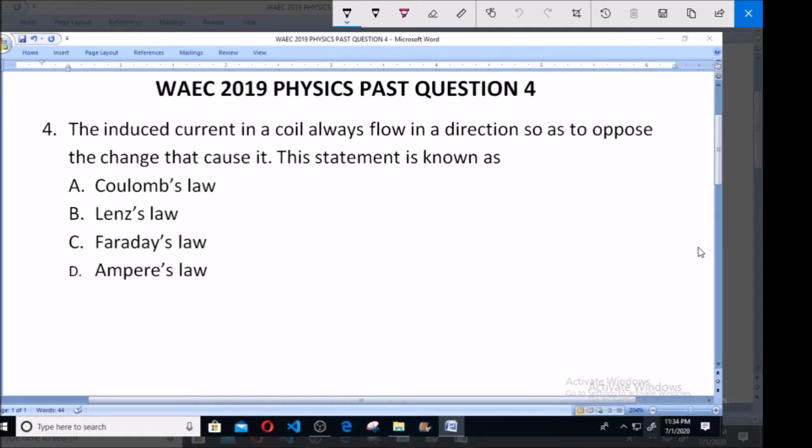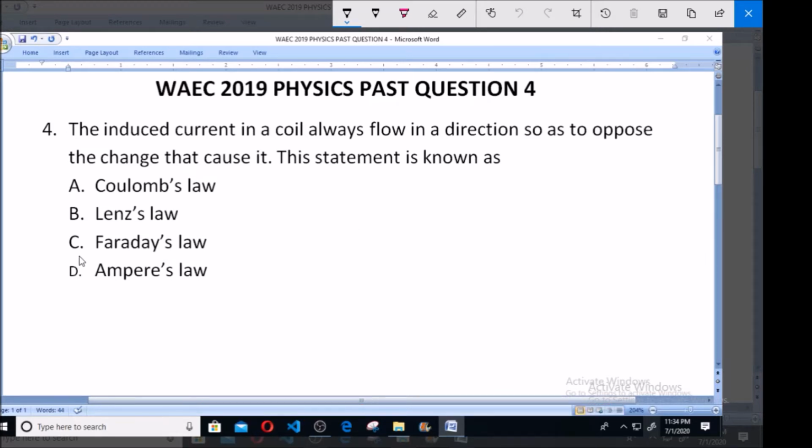Yes, let's continue with WAEC 2019 Physics Part 2, question number 4. The induced current in a coil always flows in a direction so as to oppose the change that causes it. This statement is known as: A. Coulomb's law, B. Lenz's law, C. Faraday's law, D. Ampere's law.